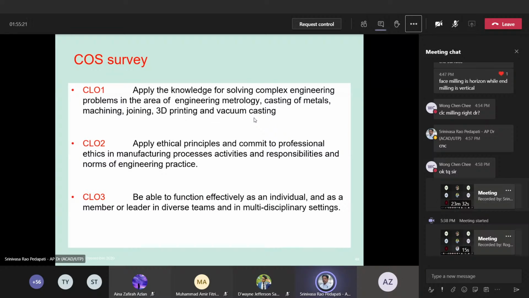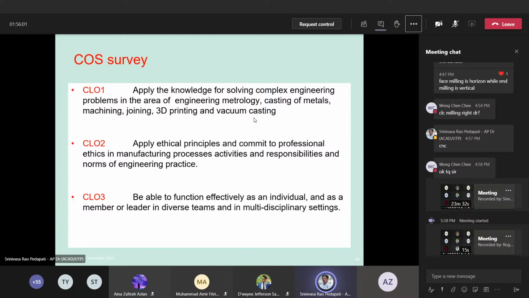CO1 is straightforward: knowledge of solving engineering problems in the area of metrology, casting, machining, and joining. So all that we learned. This survey also you have to answer. I think you already received some reminders from ACS to answer this survey. So try to answer it at your convenient time, or even now. Only 3 COs you have to answer, because in the survey there are 9 or 10 COs. Don't worry about it.